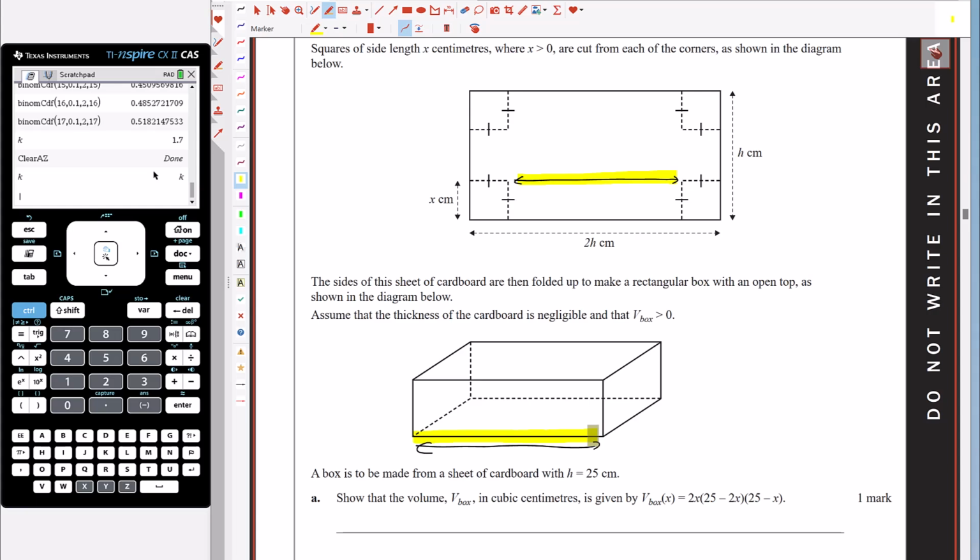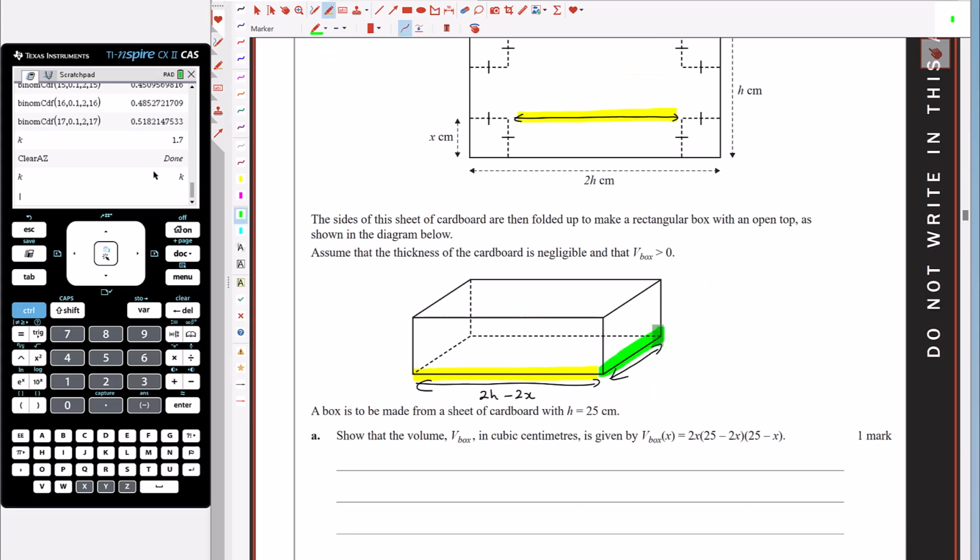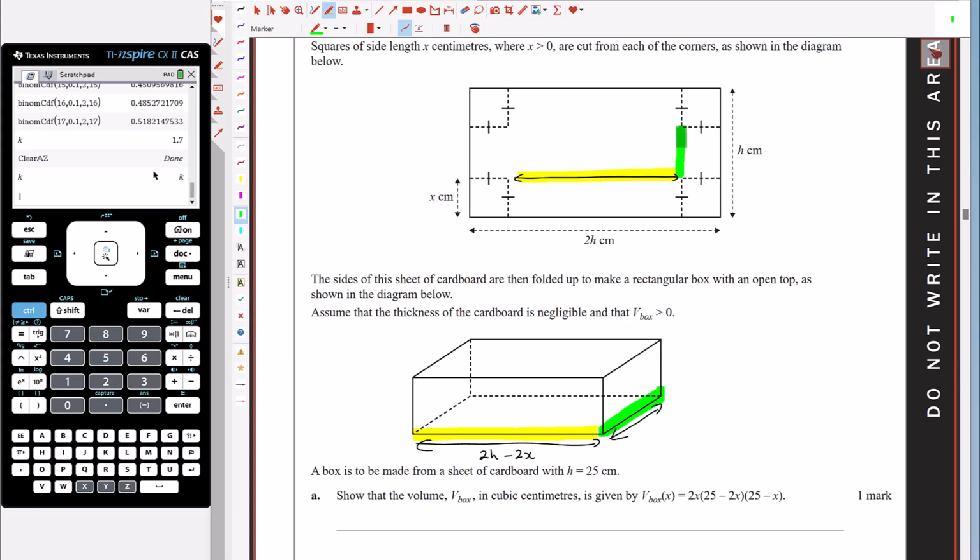And so that length is going to be 2h, which is this total length, minus 2 lots of x. So we're going to have 2h minus 2x, and then this length here is going to correspond to this length here in the net, and so that is going to be h minus 2x. And then when you fold up the sides, that is going to come from this. So if we fold up the side length, that's going to give us the height of the box.